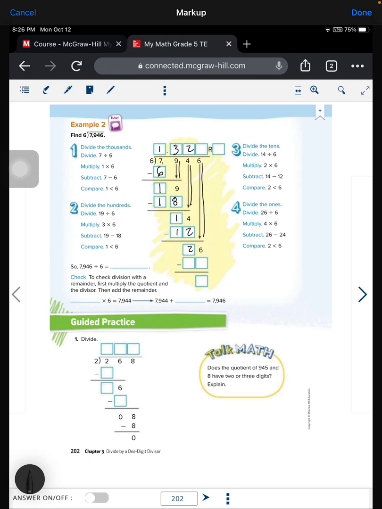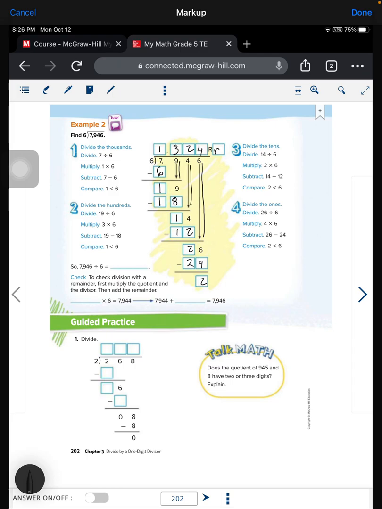26. And this is just the same pattern. So we're bringing it down. 6 will go into 26 at least 4 times. 4 times 6 is 24. 26 subtract 24 is 2. And we're going to stop right there and do a remainder of 2.